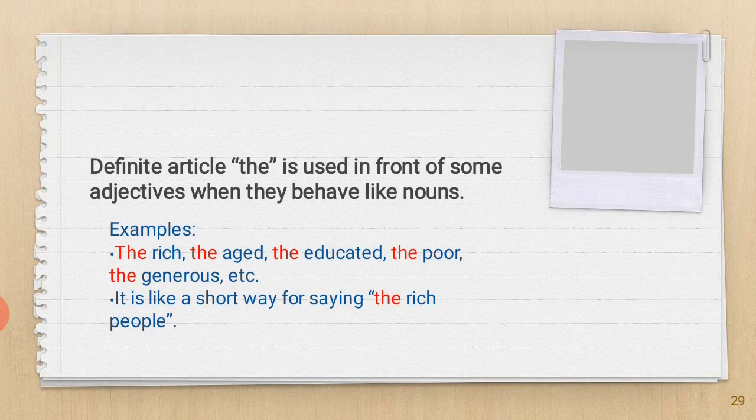Definite article the is also used in front of some adjectives when they behave like nouns. For example, the rich, the aged. You see, children, rich is basically an adjective, but when we say the rich, it has become a noun. It's behaving like a noun now. Aged is again an adjective, but when we say the aged, it is behaving like a noun now. The educated, the poor, the generous, etc.